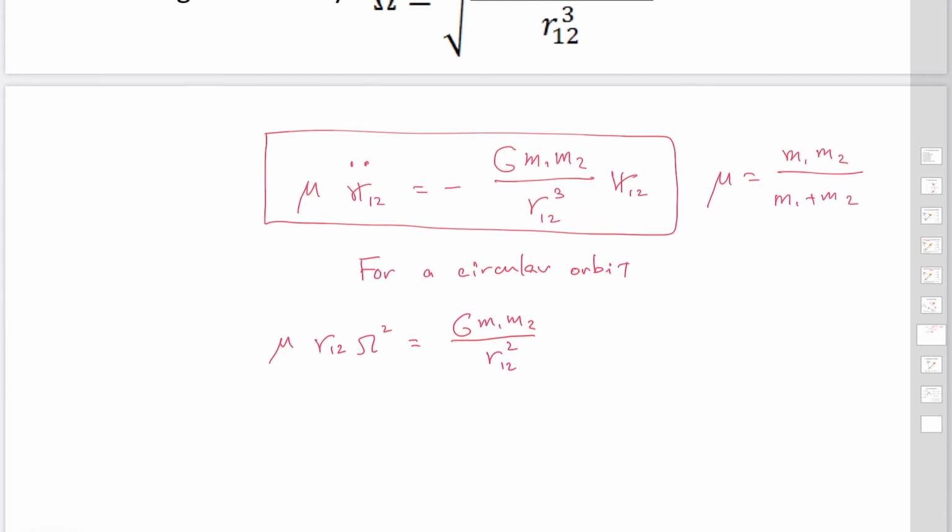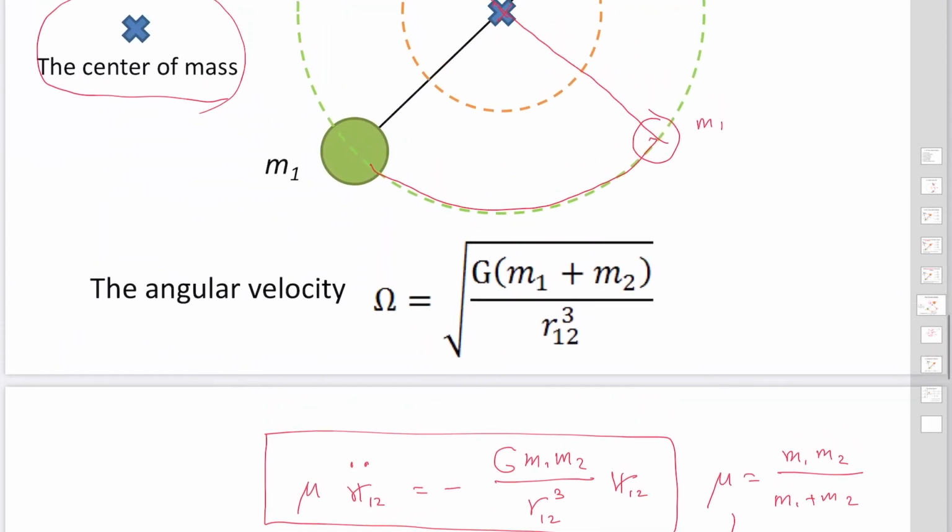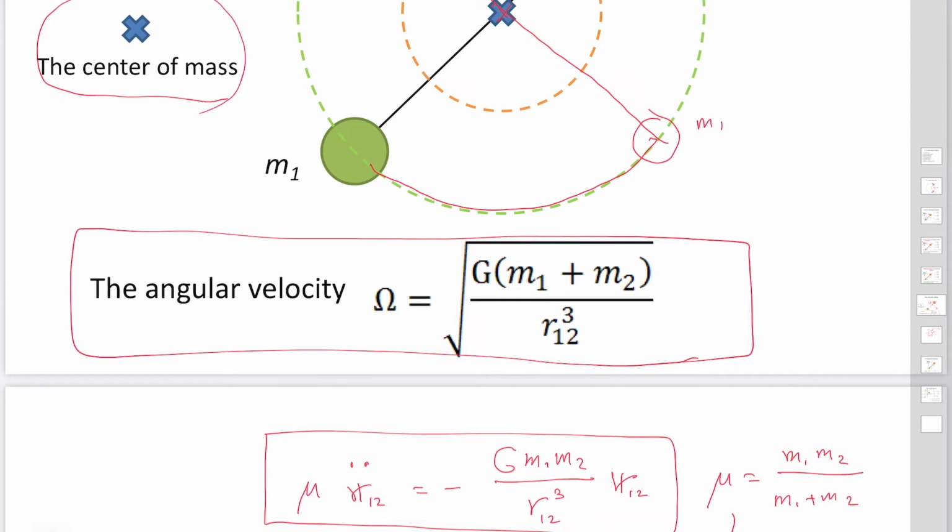Then actually you can substitute this mu here. Then we discovered omega. Omega squared equals G (m sub 1 plus m sub 2) over r sub 1 2 cubed. So this is the angular velocity, and it is constant. So this is exactly equal to this. The angular velocity is a constant quantity because m sub 1 and m sub 2 are constant.